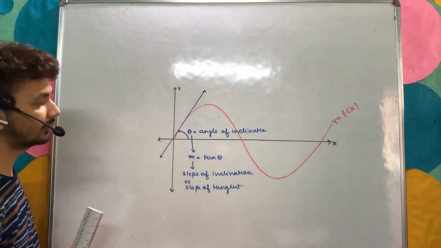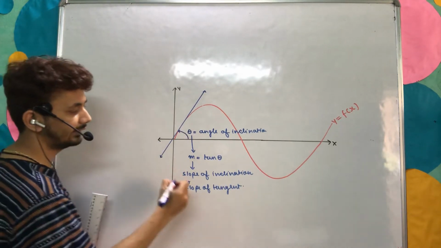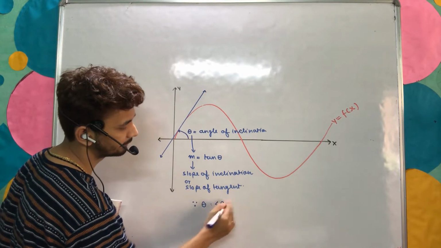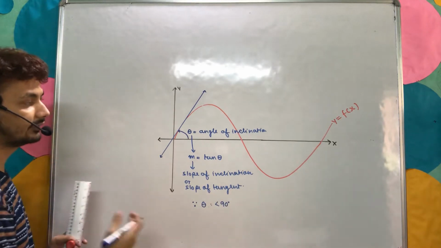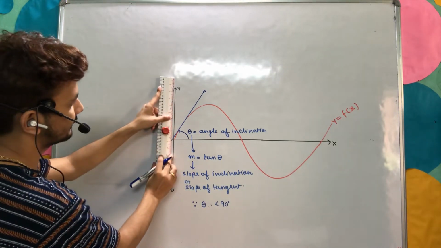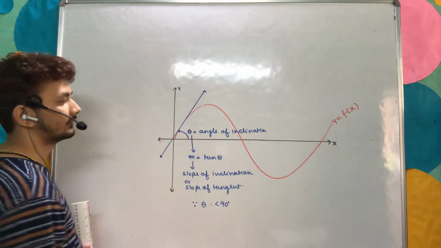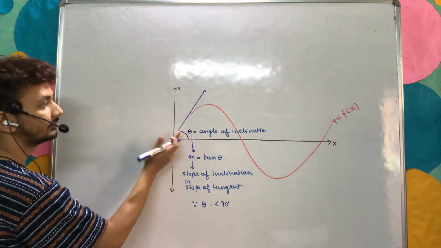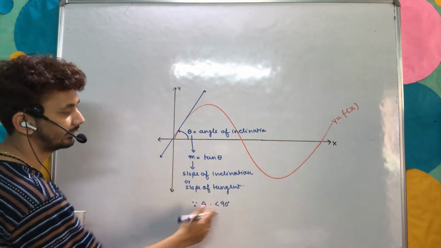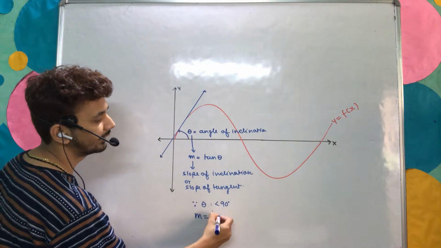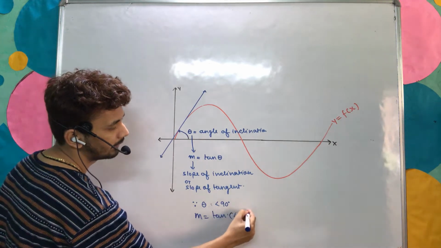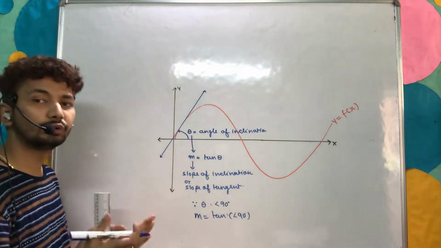Now I will notice one thing, that this theta is less than 90 degrees. How can we judge? Because here we have the perpendicular axes, the y-axis and x-axis, and both make a 90 degree angle. The tangent is lesser than the y-axis, so definitely this angle is less than 90 degrees. So m equals tan theta, where theta is less than 90 degrees. Here our theta is lying between 0 and 90 degrees.